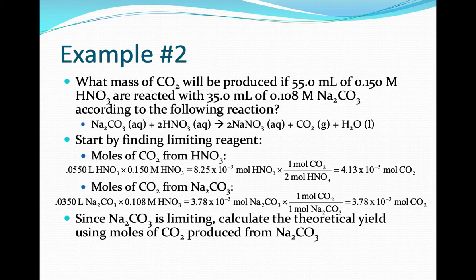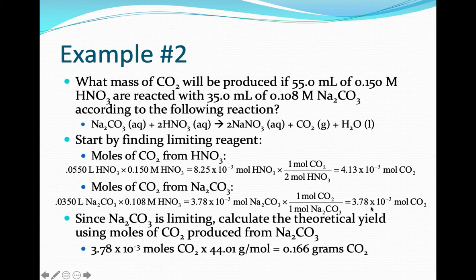I can calculate the theoretical yield in grams if I want to for the carbon dioxide by taking this number of moles, my theoretical yield, and multiplying by the molar mass of CO2, that 44.01, and I get about 0.166 grams of CO2. I think had you gone straight to grams in the top one, it's like 0.181 grams, if I remember right, or something in that general vicinity, which is, again, bigger. So the limiting reagent is the sodium carbonate. Here, this number of moles, or 0.166 grams, is going to be our theoretical yield, which is the maximum mass of CO2 that we would expect to be able to produce.